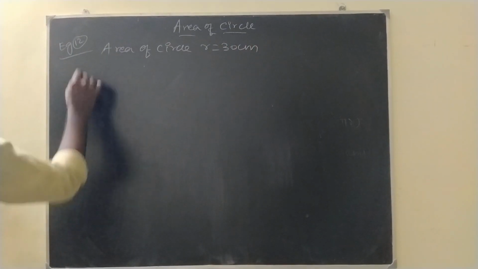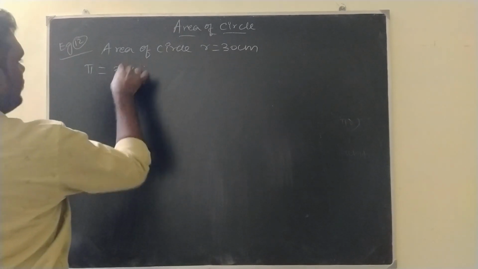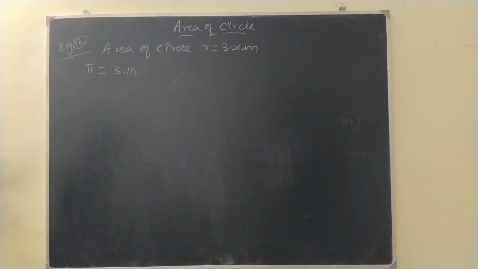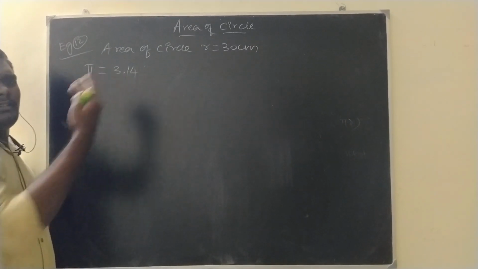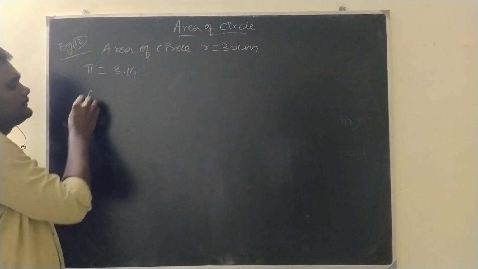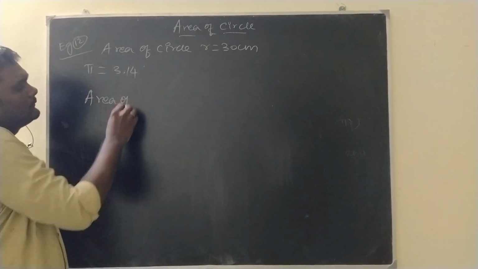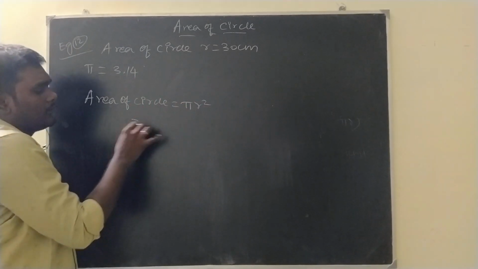Radius is 30 cm. Pi is equal to 3.14. We need to find the area. How to find this? Simple. Radius is given. What formula should we use? What is our formula? It is pi r square.